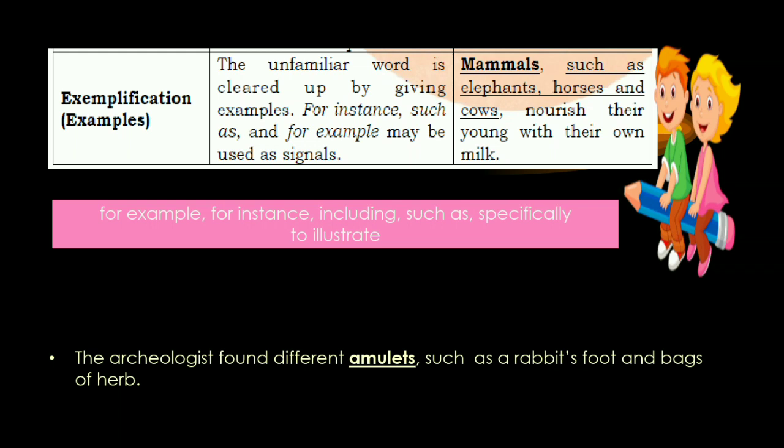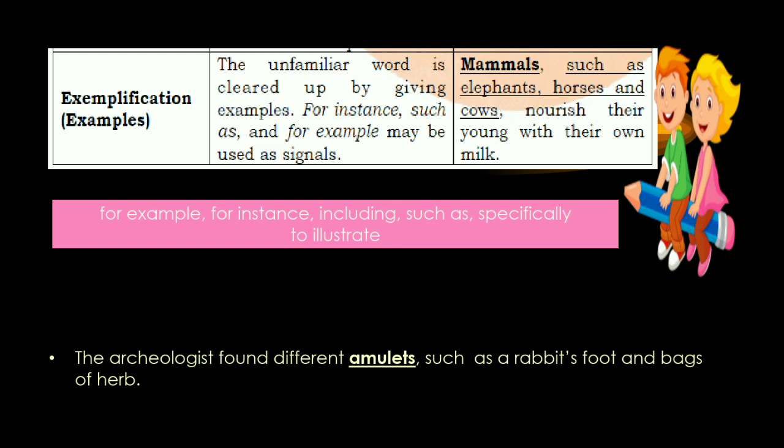Mammals such as elephants, horses, and cows nourish their young with their own milk. So as you can see, the word mammal is cleared up by giving examples. We have elephants, horses, and cows as examples in the sentence. And the phrase such as is being used as a signal word to indicate that this type is an exemplification.